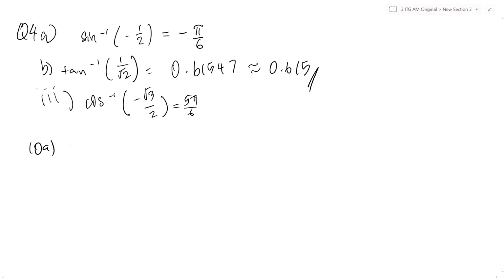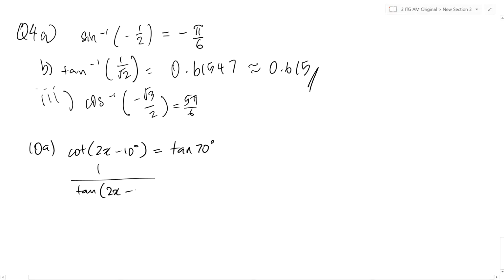Okay, 10A. Cotangent of 2x minus 10 degrees is tangent 70 degrees. So I see a cotangent and a tangent at the same time. I would like to change them all to tangent. So this is 1 over tangent 2x minus 10 degrees, and on the right hand side, I've got tangent 70 degrees. Think about it, if I change this to over 1 and then you multiply, you're not going to simplify anything. So that's not the way to go.